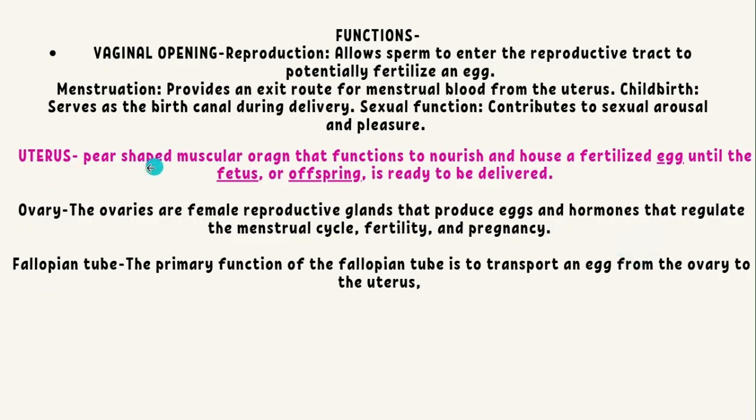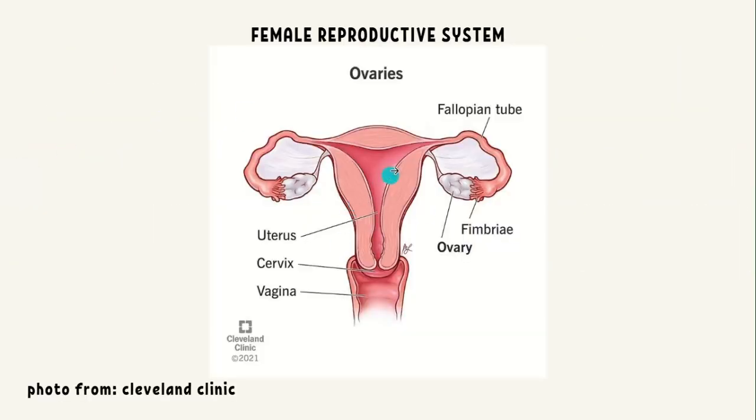So now the uterus, which is described as a pear-shaped muscular organ that functions to nourish and host a fertilized egg until the fetus or offspring is ready to be delivered. Basically, it would be implanted on here.